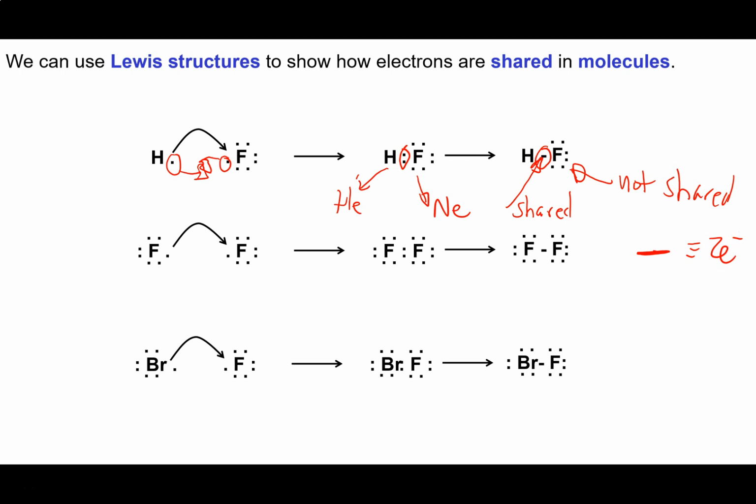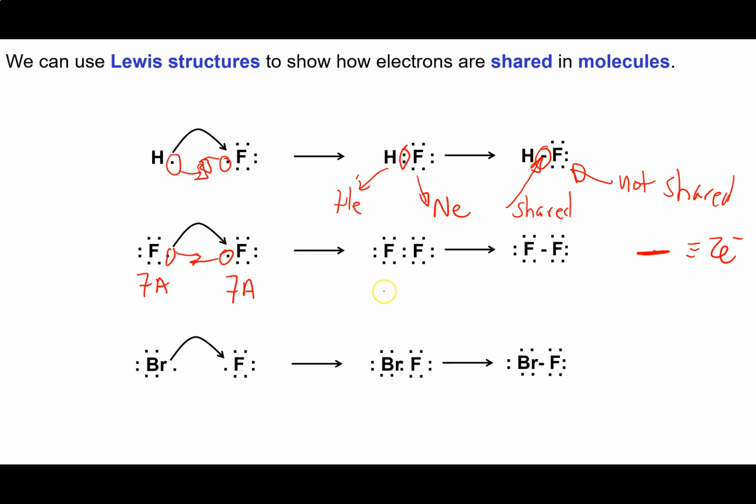So when 2 fluorine atoms come together, fluorine is in group 7A of the periodic table. They each have one unpaired dot in their Lewis symbol. So these guys are going to grab onto one another because that's what they kind of do.